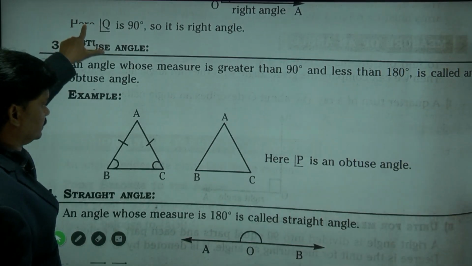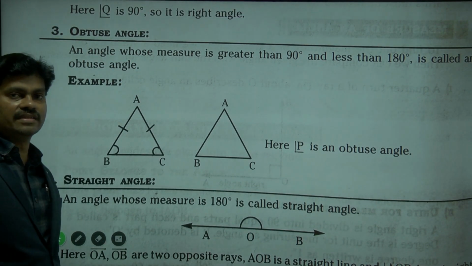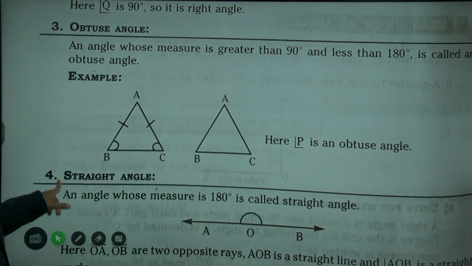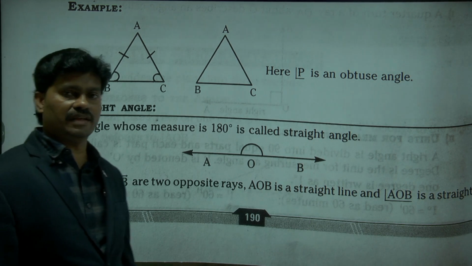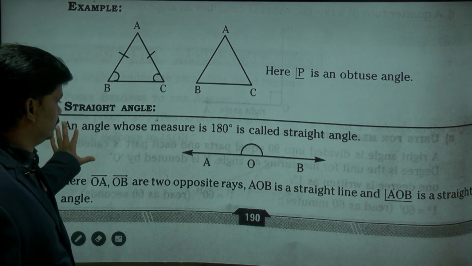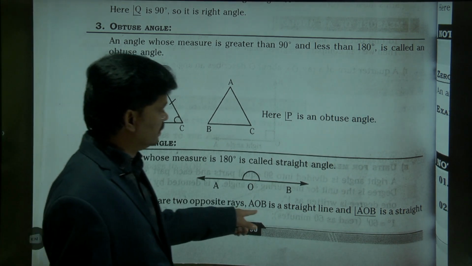Obtuse angle. So greater than 90 and less than 180 degrees is called an obtuse angle. Okay, next, straight angle. An angle whose measure is 180 degrees is called a straight angle. Straight line, scale. Next. So here OA and OB are two opposite rays. AOB is the straight angle.